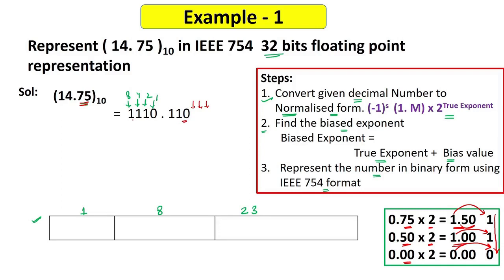Now we have to convert this form into the normalized form, right? So this is the normalized form. Here you can see what I have done: I have shifted this decimal point. How many places have I shifted it? I have moved it to the left by 3 decimal places, so I have written the exponent here as 3, right? So this is 1.110110 into 2 to the power 3. This is the normalized form, right? Here this part is the mantissa, this 2 is the base, and this 3 is the true exponent.